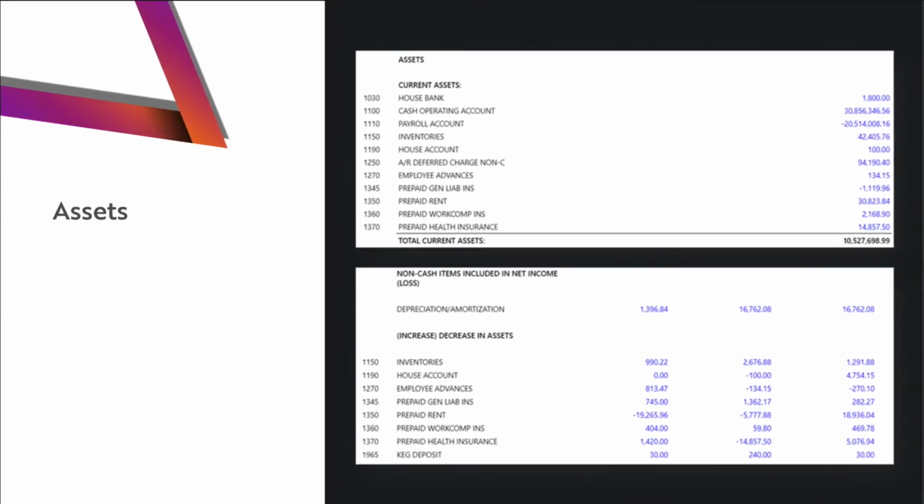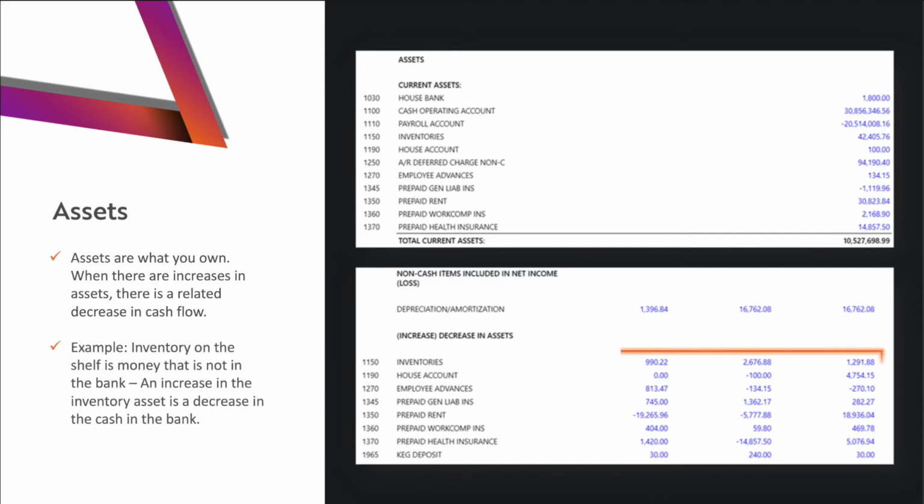Up next is assets. Assets are what you own. When there is an increase in assets, there is a related decrease in cash flow. An example would be something like inventory on the shelf. That's money that's not in the bank. So an increase in the inventory asset is going to be a decrease in the cash in the bank.